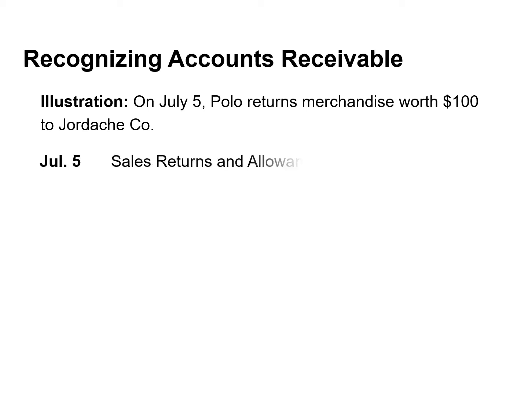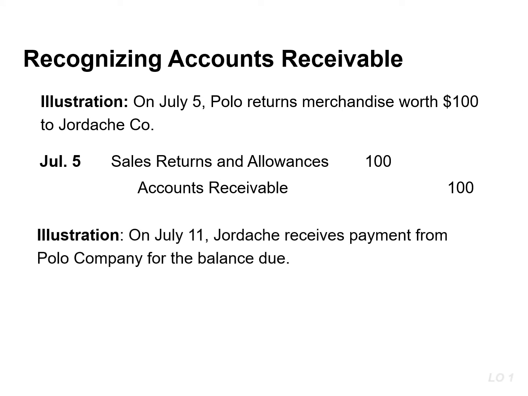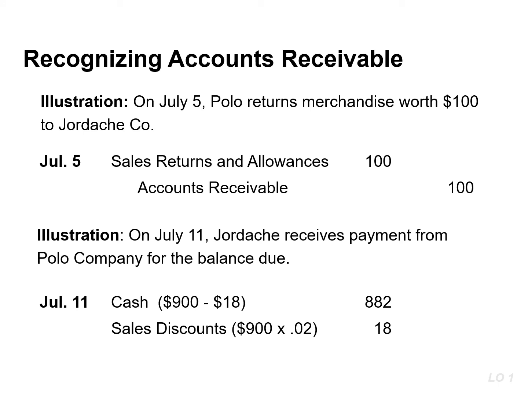On July 5th, Polo returns merchandise with the sales price of $100 to DoorDash Company. This will result in a debit to sales returns and allowances of $100 and a credit to accounts receivable for the same amount. On July 11th, DoorDash receives payment from Polo Company for the balance due. The journal entry will result in a debit to cash for $882. We will also debit sales discounts for $18, and we will credit accounts receivable for the net amount that's due. In this instance, it would be $900.